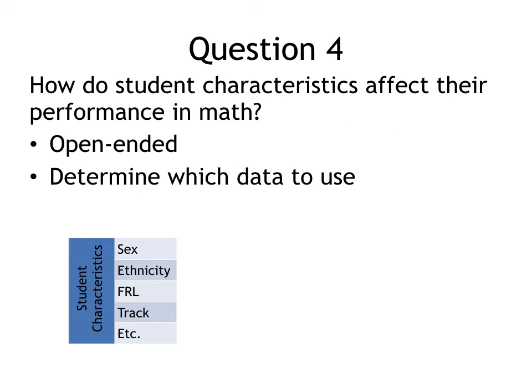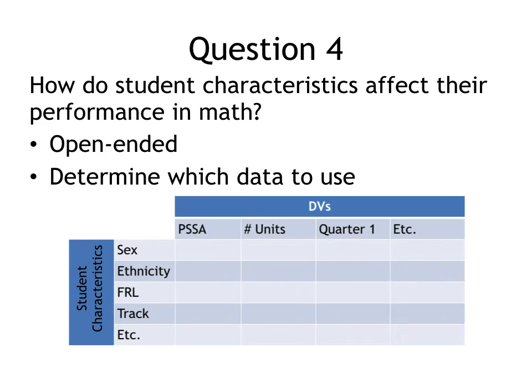Now let's look specifically at question 4, because it's a little more open-ended, and you're going to have to actually determine what data to use in answering the questions. I think I would approach it by making a list of all the student characteristics I have data for, because it's asking me how do student characteristics affect their performance in math. So I need to start by figuring out what the student characteristics are. Then I'd make a list of the dependent variables I have, in other words, the measures I've got.